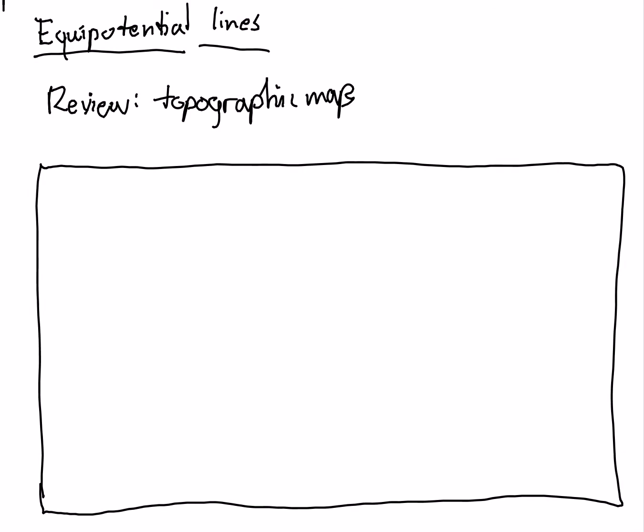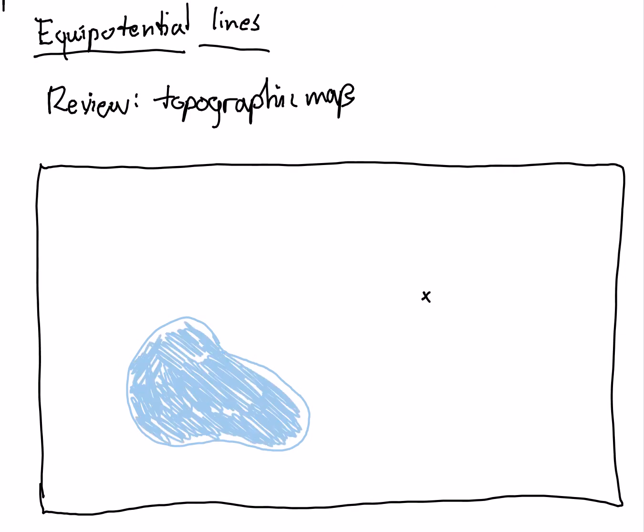So we might have, let's say there's going to be a mountain peak right here. And let's put a lake over here. And we'll have another, we'll say it's a somewhat lower peak over here. Now the topographic maps are the lines of constant height.